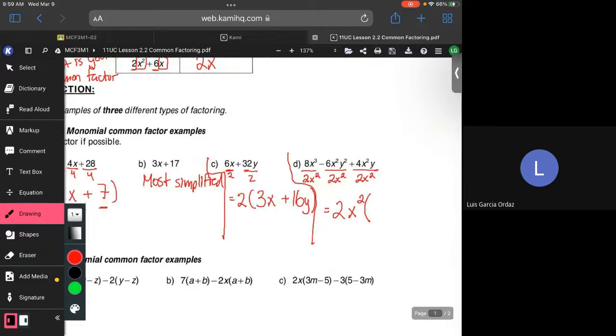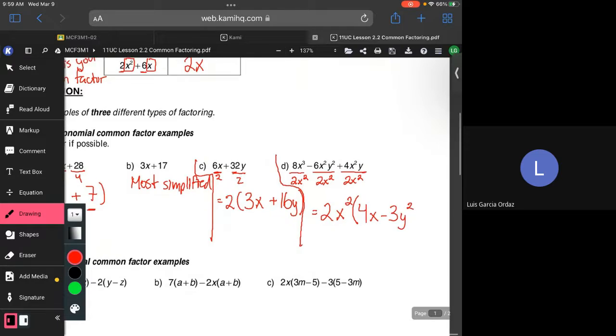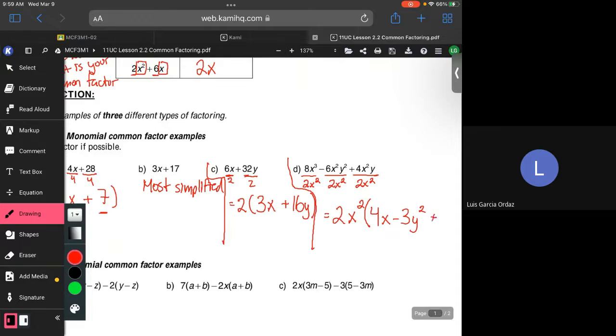So let's start with my numbers first. What's 8 divided by 2? 4. Okay. What's x cubed divided by x squared? Just x, just one x. Okay. Next one, 6 divided by 2? 3. x squared divided by x squared is just 1, because you're dividing something by itself. And then we're just left with y squared. Now, last but not least, who can tell me what my last term is going to be? 2y. So this would be my most simplified answer right here.